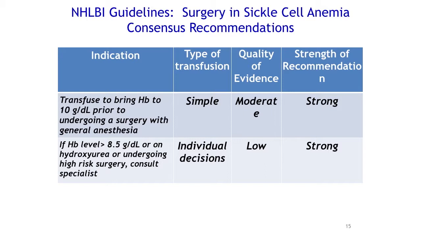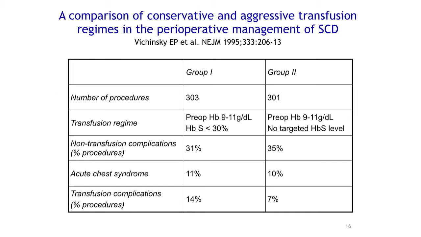So I want to refer you to one of the people who has done some studies, Vichinsky and others. In 1995, they published in the New England Journal of Medicine their findings from a comparative study regarding transfusion prior to surgical operations. They looked at two groups of patients. Group one involved patients who were aggressively transfused. They underwent an aggressive transfusion program.